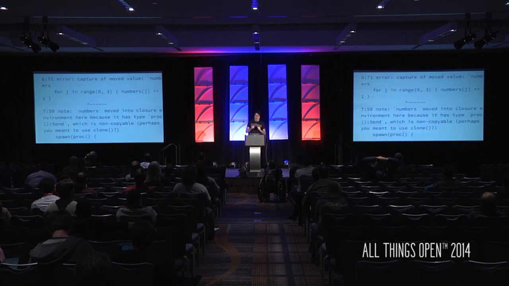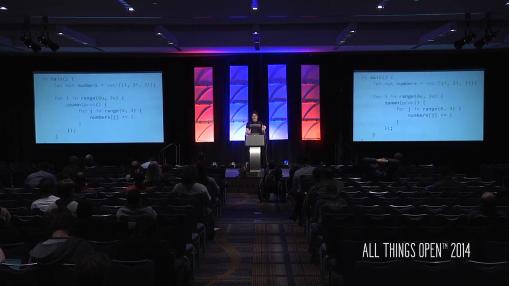So, capture of moved value: numbers. Note: numbers moved into the closure environment because it has some type stuff, blah, blah, blah. So basically, Rust is saying, hey, you already used a reference to numbers in one thread. When you start spinning up a second thread, this is going to be bad news, so don't do that. And so this is really cool.